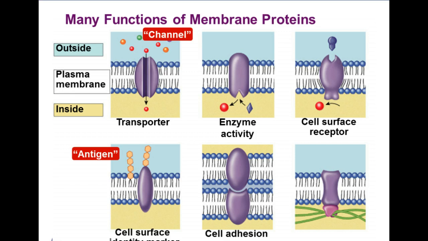Cell adhesion and attachment to the cytoskeleton. That one might have got cut out too. Sorry about that. So this one is cell surface identity marker. We're going to talk quickly about that one here in the next few slides. And this one is attachment to the cytoskeleton. So get those 6 listed in your notes.